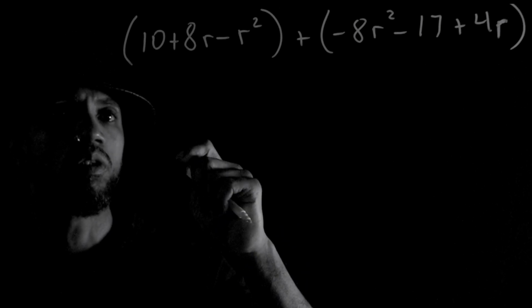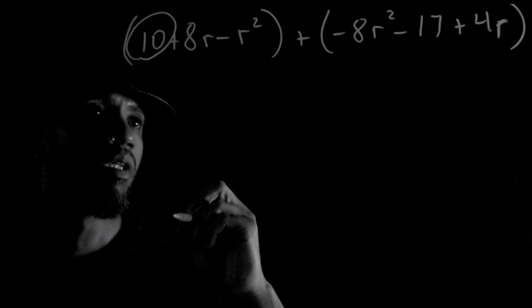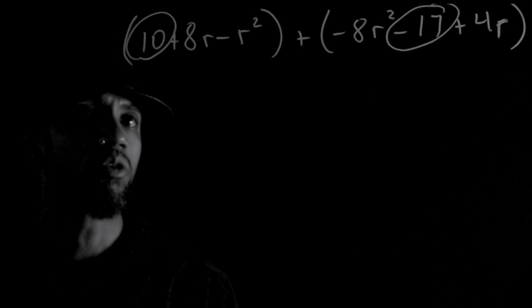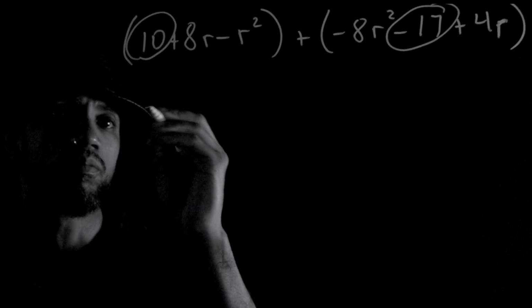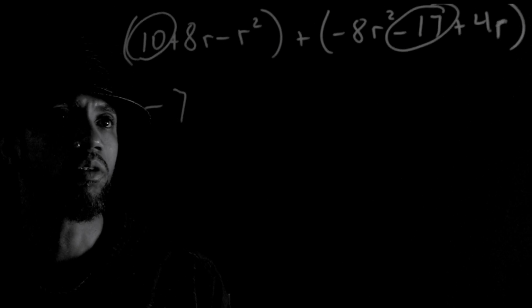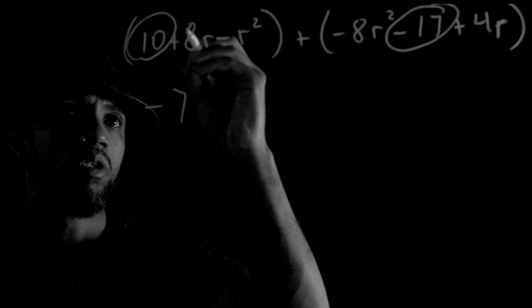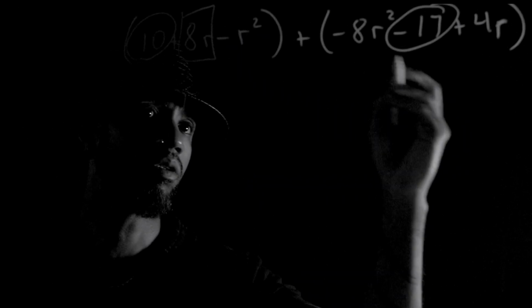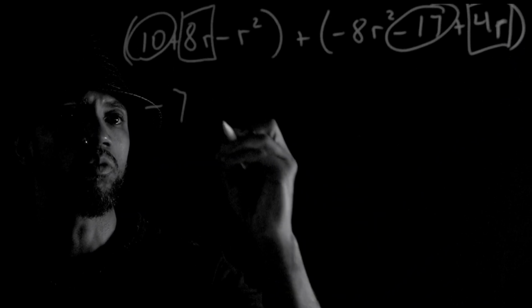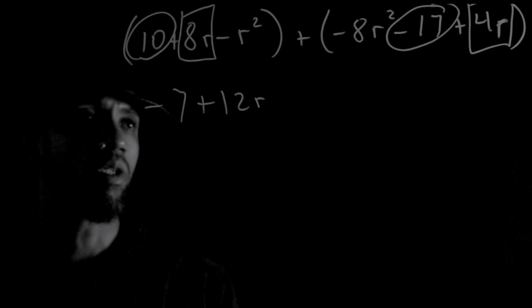Okay, so let's look at the constant. We have a constant here of 10, and do we have any more over here? Yes, we do. We have this one here. Okay, so right there we have a negative 7. Okay, great. And now let's look at the 8R. So we have an R term. Do we have any more R terms? Yes, we do. All right, so we have an R term here, and we have an R term here. That's 8R. That's a 4R. So when you add it together, you get what? 12R.